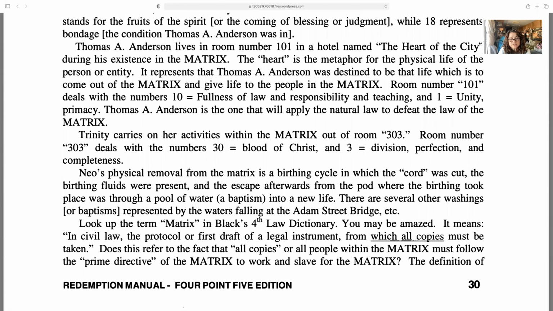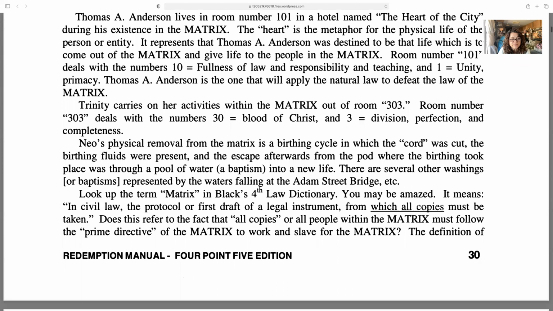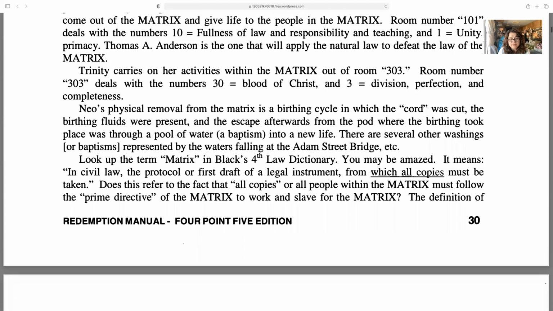Trinity carries on her activities within the matrix out of room 303. Room number 303 deals with the numbers 30, blood of Christ, and 3, division, perfection, and completeness. Neo's physical removal from the matrix is a birthing cycle in which the cord was cut, the birthing fluids were present, and the escape afterwards from the pod where the birthing took place was through a pool of water, a baptism into a new life.